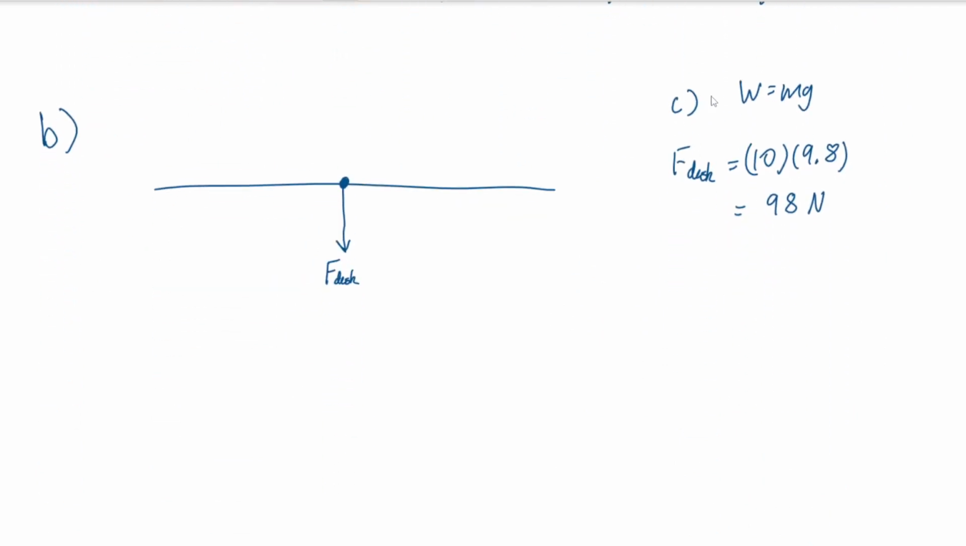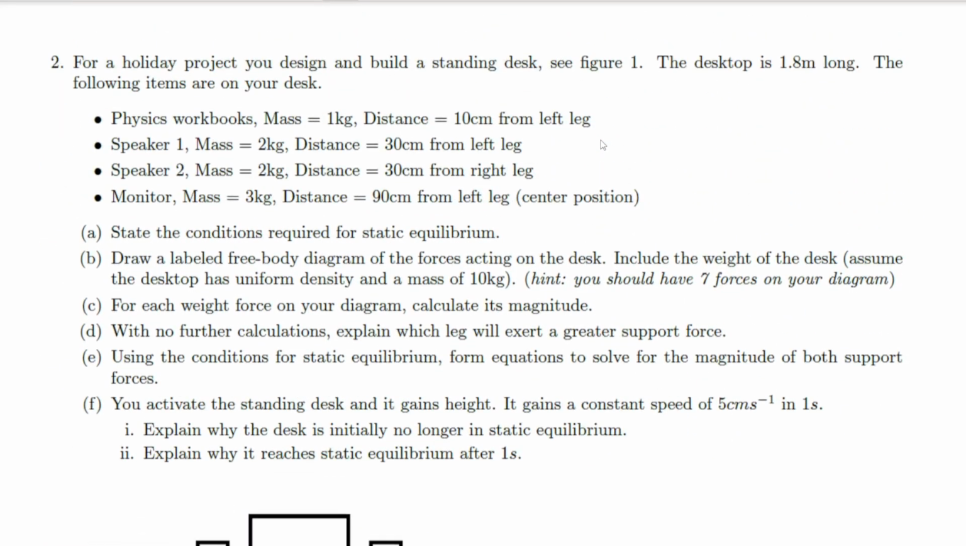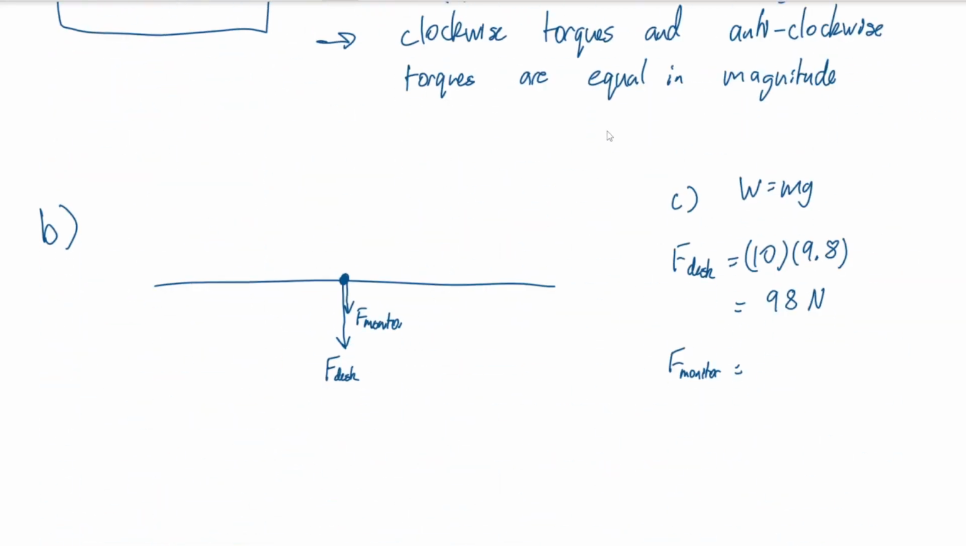So actually on top of F desk, there is also F monitor. So I'll put that very, very close to it. And the monitor has a mass of 3 kgs. So 3 times 9.8. What's that? 30 minus 0.6, 29.4.